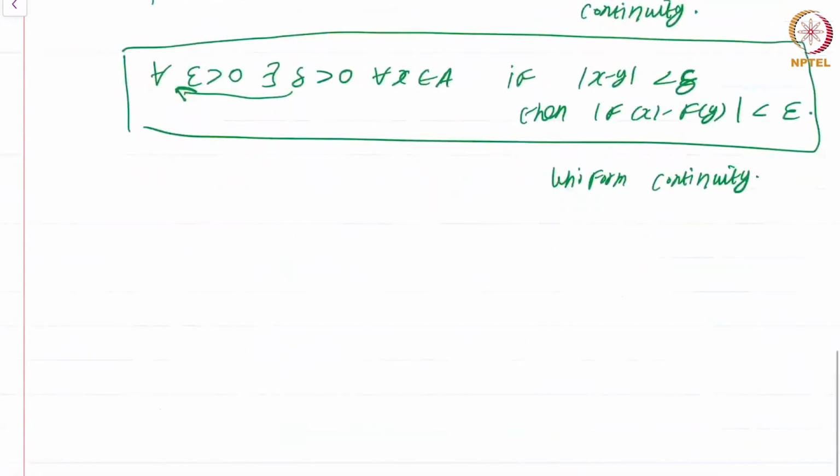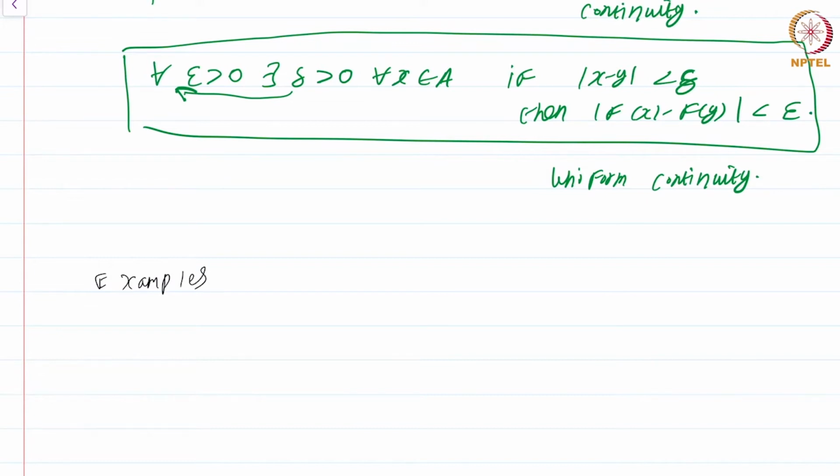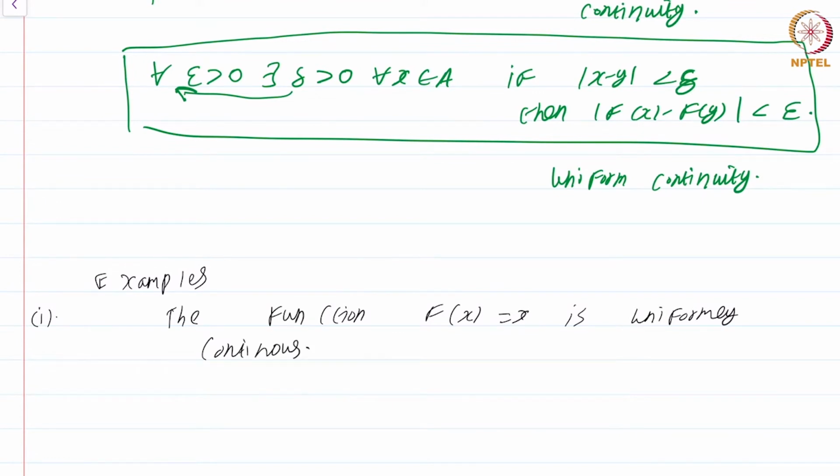Okay. Now, are there uniform continuous functions at all? Well, examples. Number one, the function f of x equal to x is uniformly continuous. Well, this is very obvious because here you can choose delta to be just epsilon, right? You don't need to do anything complicated or sophisticated here.